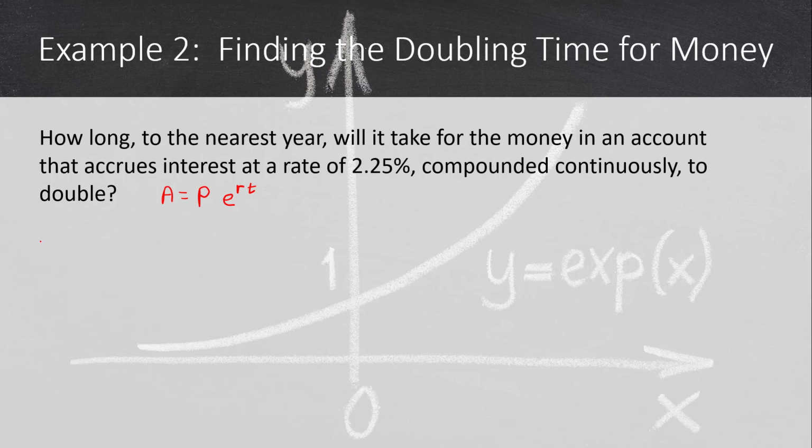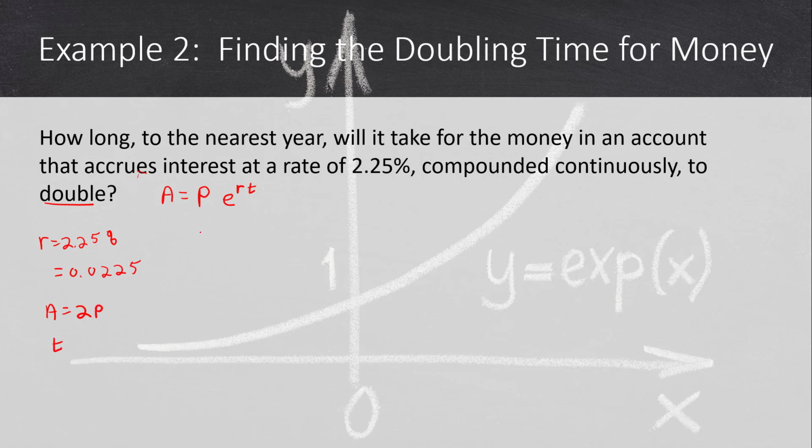Okay, so what is R? Well, R is 2.25%. However, we need this as a decimal. To do that, we'll divide that by 100, and that will give us 0.0225. What is A? Well, remember we want to find the time required for the original amount, which is P, to double. So A is going to be equal to 2 times P, and once again we are looking for T.